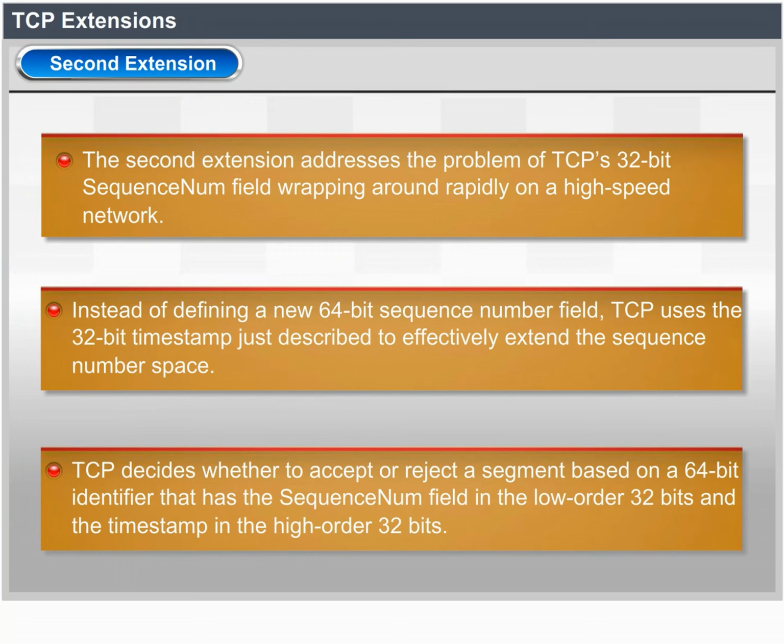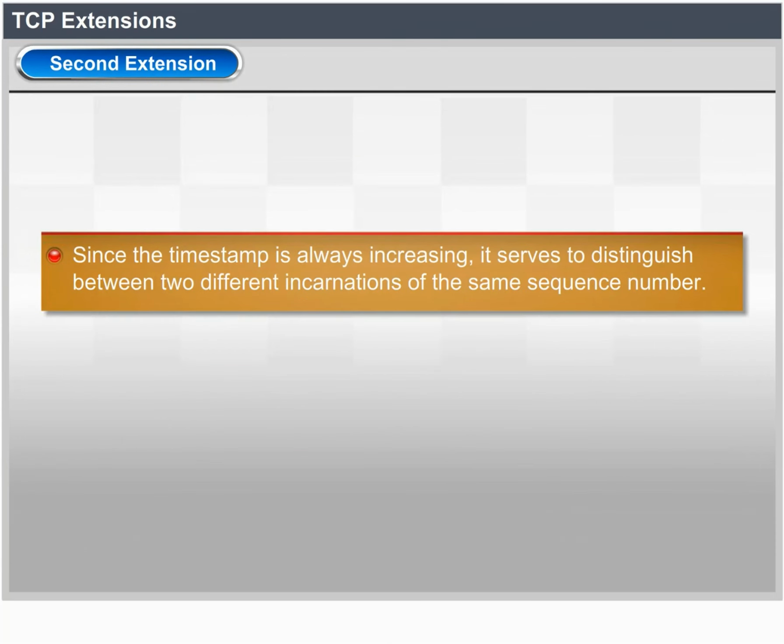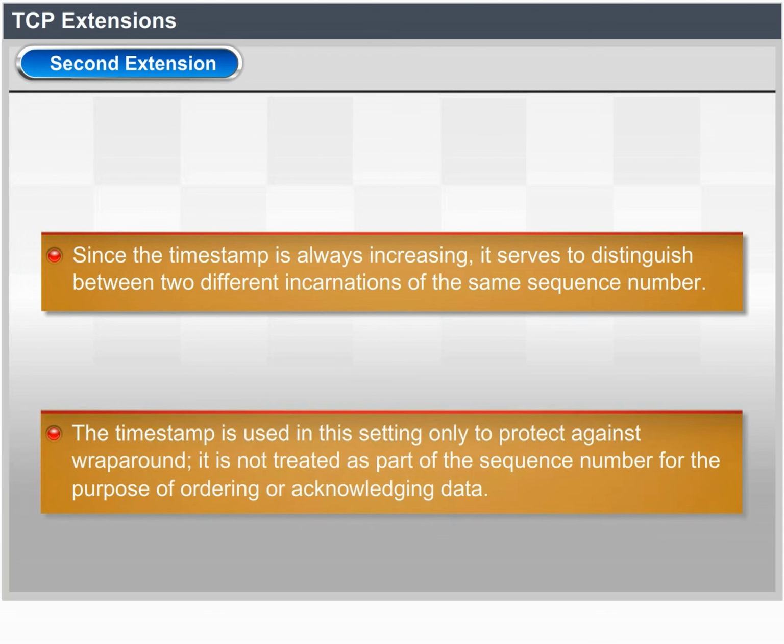Since the timestamp is always increasing, it serves to distinguish between two different incarnations of the same sequence number. The timestamp is being used in this setting only to protect against a wraparound. It is not treated as part of the sequence number for the purpose of ordering or acknowledging data.